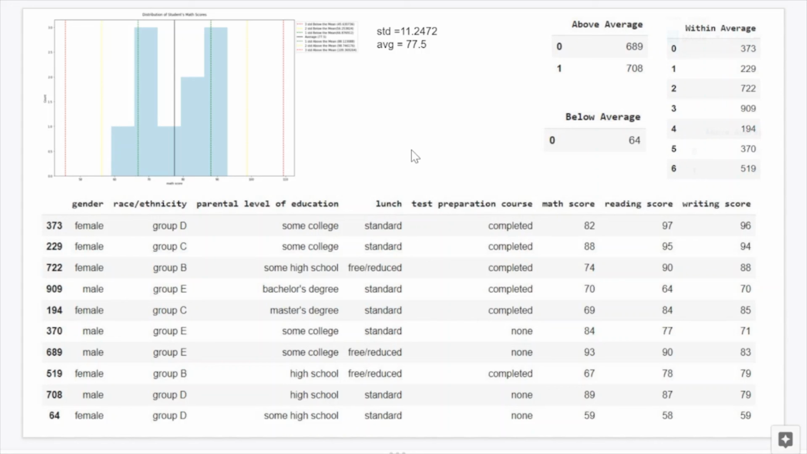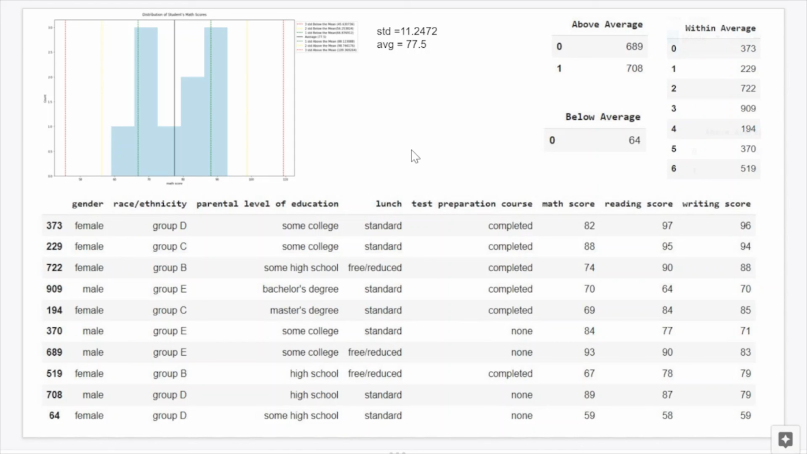Let's say you're a high school teacher and you see that one of your students was below average, then you might recommend them for tutoring, or you might recommend them for the extra help program that your school offers, or the Title I program. Maybe you want to recommend them to that.